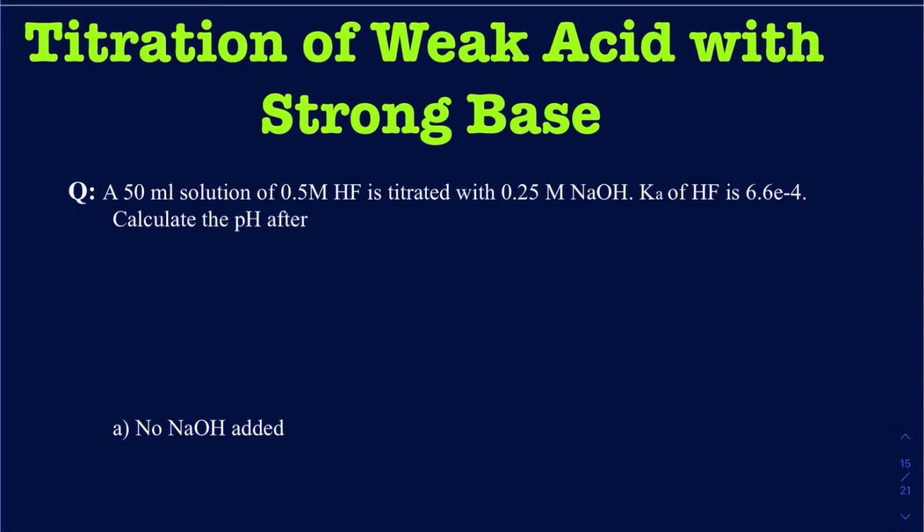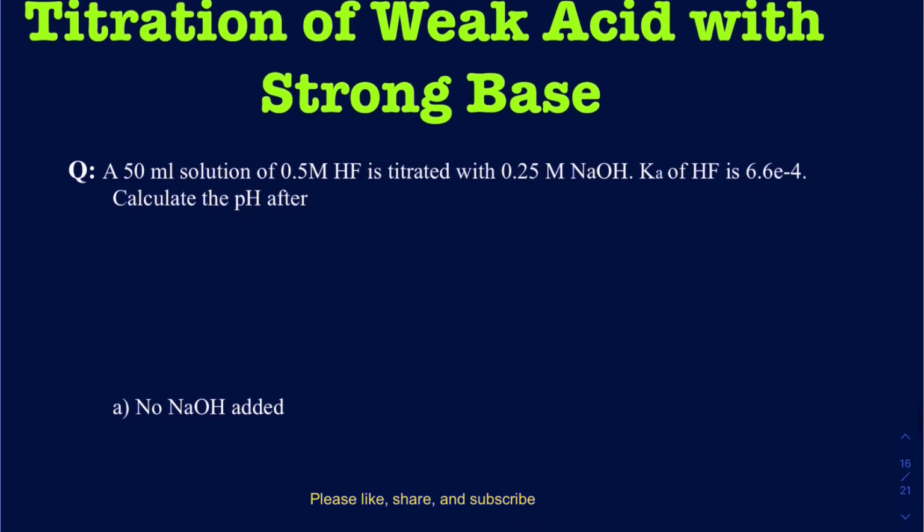Hello everyone, in this video we're going to be doing a question that involves the titration of a weak acid with a strong base. So let's just jump right into it. The question says we have 50 milliliters of 0.5 molar HF solution that's going to be titrated with 0.25 molar NaOH, and the Ka of the HF is given.